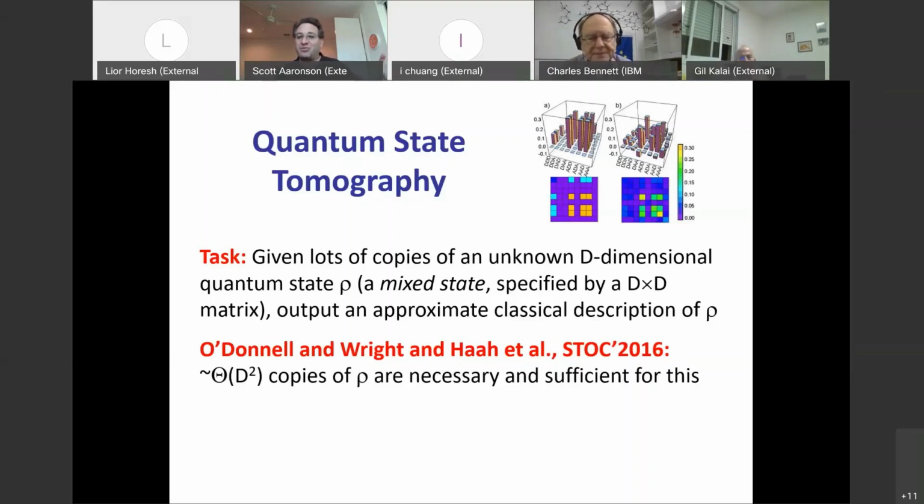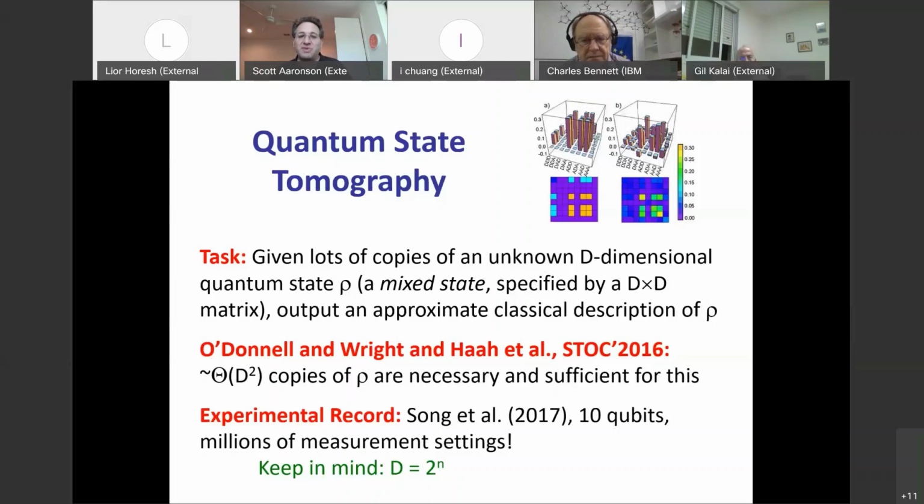such as we're going to have in the coming generation of NISQ quantum computers with 50 qubits, with 60 qubits, with 100 qubits. How big is D going to be? Well, remember, D is 2 to the n, where n is the number of qubits, right? Which means that D squared is 4 to the n.